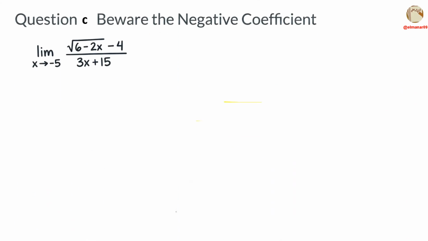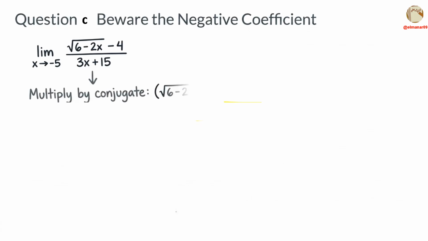Attention! Question C introduces a common pitfall. Beware the negative coefficient. When we solve the limit as x approaches negative 5 of square root of 6 minus 2x minus 4 over 3x plus 15, we follow the same conjugate steps. However, look at the numerator simplification.